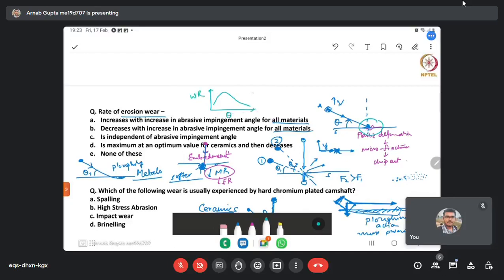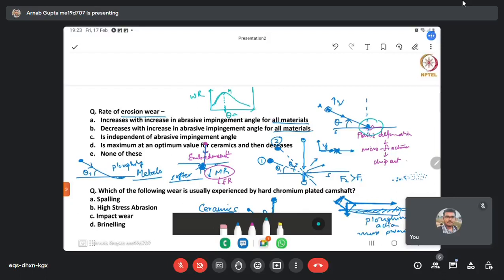of theta. This is for metals. For a given value of theta, if you increase the value of theta slowly from 0 degrees, then the wear rate will increase up to a value. This can be in the range of 15 to 30 degrees, and after that value, this wear rate again reduces, or I would say erosion rate, it again reduces.